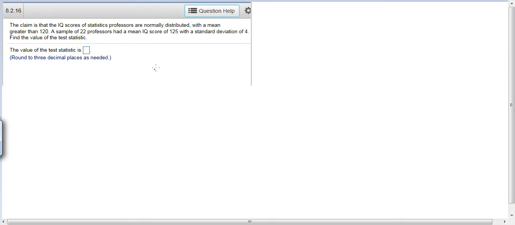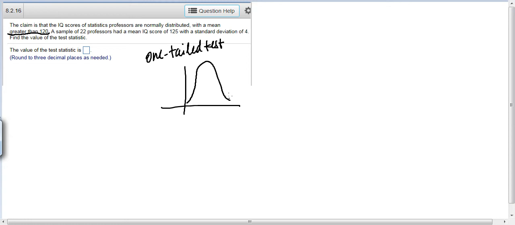Alright, so first off, what you need to recognize is that this is going to be a one-tailed test, a one-tailed analysis. What we're claiming is that the IQ scores are greater than 120. So as you look at a normal distribution, you're trying to find some point, and you're saying they're all greater than, so we're going to focus on just one tail of the distribution.